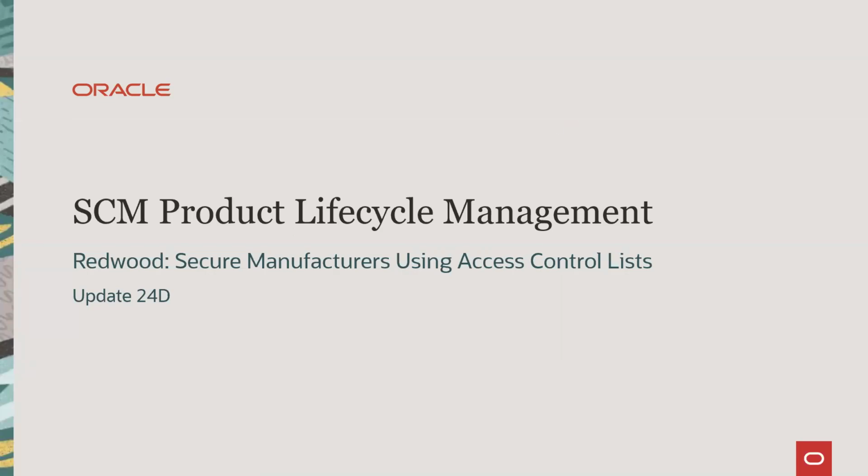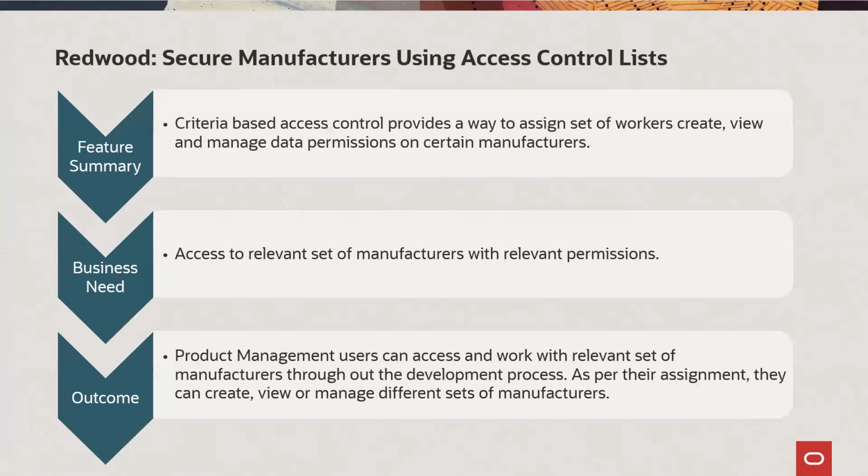Welcome to the demo of the Update 24D feature, Redwood: Secure Manufacturers using Access Control Lists in SCM Product Lifecycle Management. The criteria-based access control allows you to assign a set of workers data permissions to create, view, and manage manufacturers based on different conditions. Based on different business units, department, or location, certain users in the product development process need access to certain sets of manufacturers and perform different actions on these manufacturers.